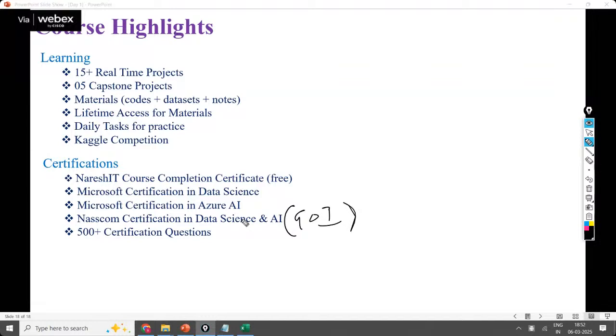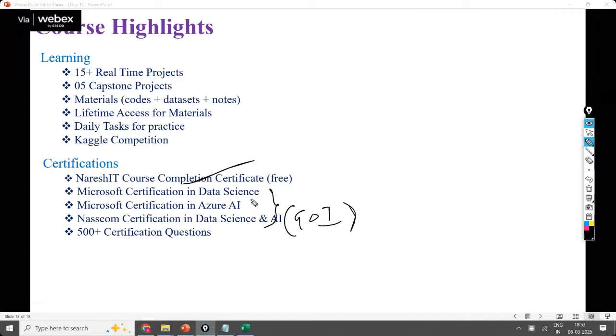To whom you have to pay? Directly to the Microsoft only. Directly to the NASSCOM only. Whenever you are ready for the exam, at that time you have to pay the fees and you have to take the exam. That from your end. How you have to pay, I will show you. The process I will show you. But that is not part of the course fees. This is additional. These certificates are additional. Naresh IT course completion certificate is the part of the course fees.